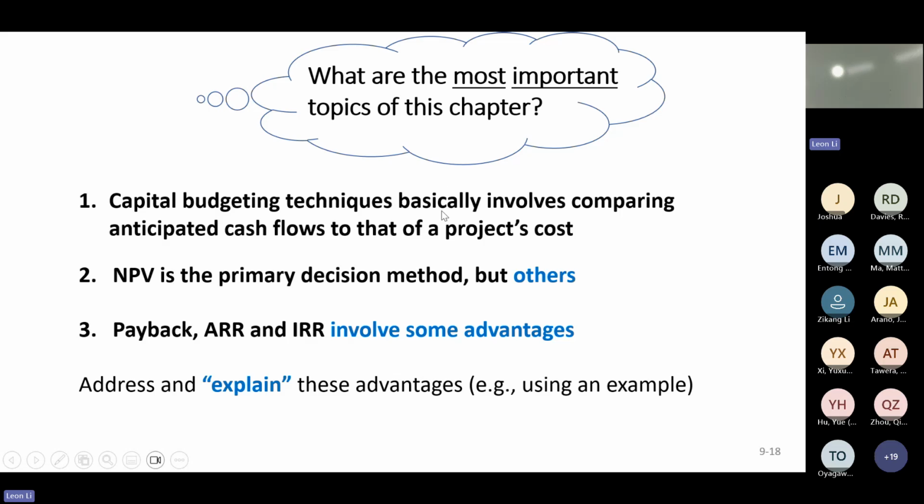Capital budgeting techniques basically involve comparing anticipated cash flow to the project cost. NPV is our first decision method, but our focus will be on other methods. I hope students also know payback, accounting rate of return, and the internal rate of return. They involve some advantages. I hope you can explain these advantages. Let me give you an example to show you my expectation.